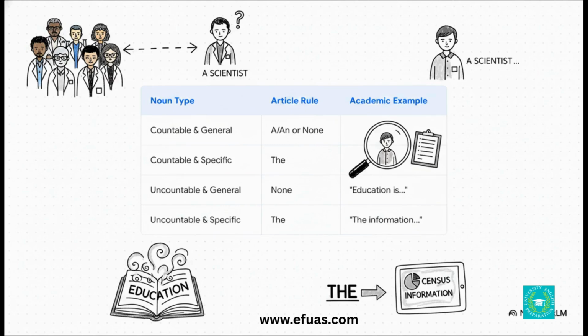Okay, now for the uncountables. When it's general, like education, you use no article at all. Education is the key to growth. But, and this is important, even an uncountable noun can be made specific, and when it is, you have to use the. For example, the information provided in the census. We're not talking about all information, just that specific information from the census.